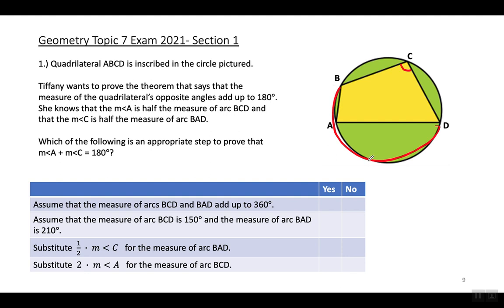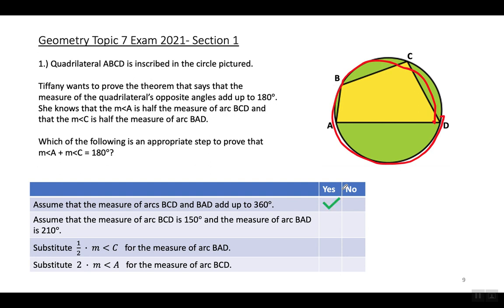Which of the following is an appropriate step to prove that the measure of angle A plus the measure of angle C equals 180 degrees? Can we assume that the measures of arcs BCD and BAD add up to 360? Yes, together they form a circle. So yes, we could assume that they add up to 360.